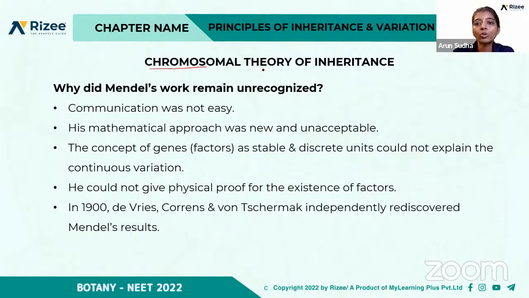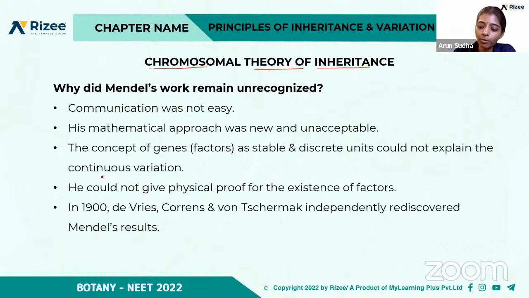So what do you mean by chromosomal theory of inheritance? Mendel did a lot of work on the pea plants and his work remained unrecognized. Why was it so? Because he published his work in a journal, but communication was not easy in those days, so it didn't reach many people. Also he used the mathematical approach, which was new and unacceptable in those days. That is, the mathematical approach in biology was not acceptable.